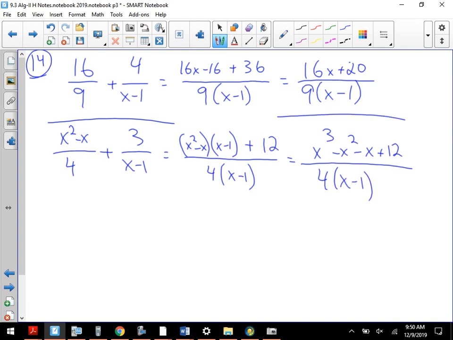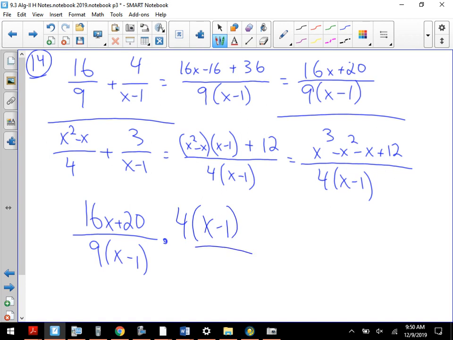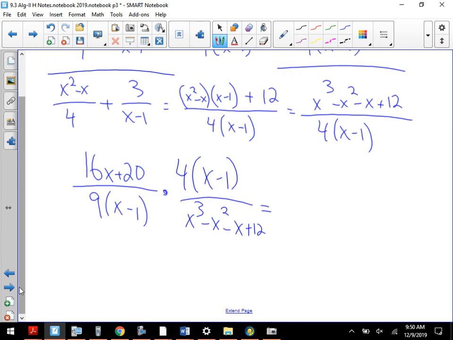So there's your same, change it to a multiplication, then flip the bottom fraction. So you wind up with 16x plus 20 over the 9 times the quantity x minus 1, excuse me, times the 4, x minus 1. And it's kind of boring because you can only cancel for one thing, just the x minus 1s.